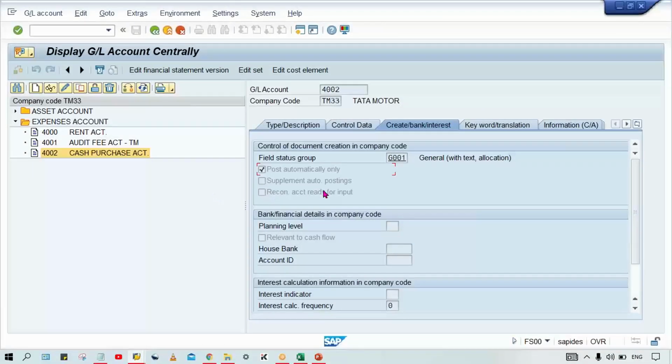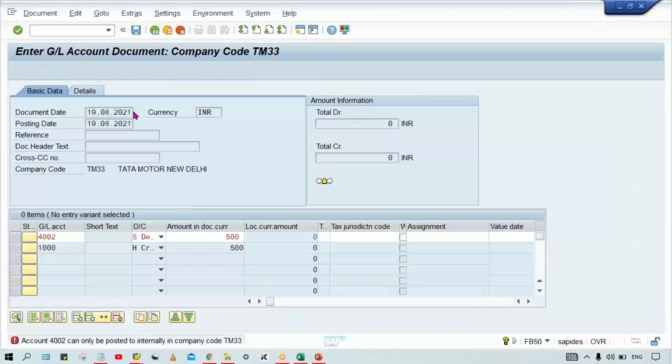Okay, it means here the client is saying that, I'll tell you, cash journal is a specific functionality given by SAP. For that, a special transaction code is also given by SAP. The transaction code is FBCJ.